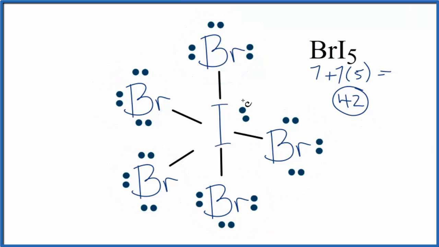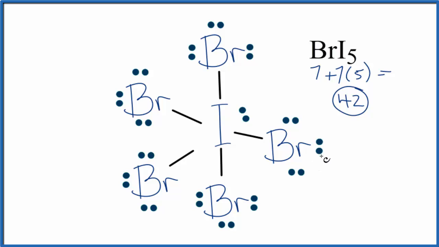We put those right here on the central bromine. So this central bromine here can have more than 8 valence electrons. It can have an expanded octet. And if we check the formal charges to see if this is the best or most favorable Lewis structure, we'll find the formal charges on each atom to be 0. So this is a very good or very likely Lewis structure.